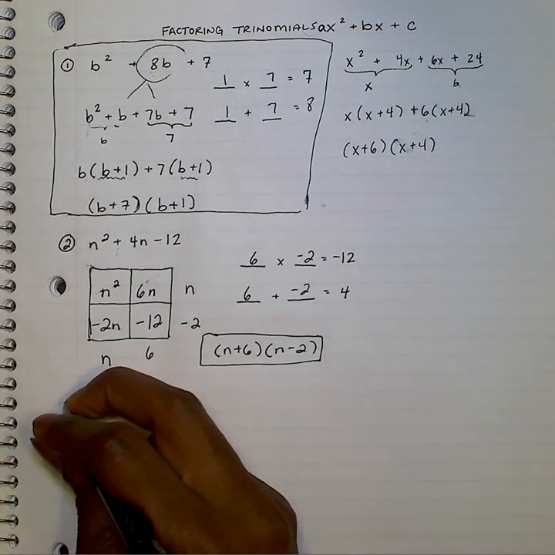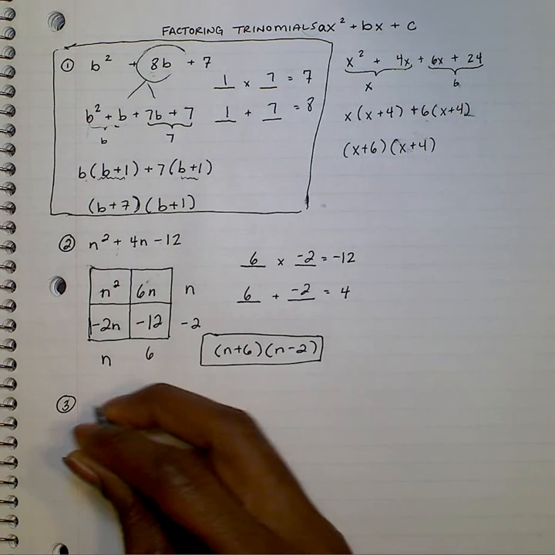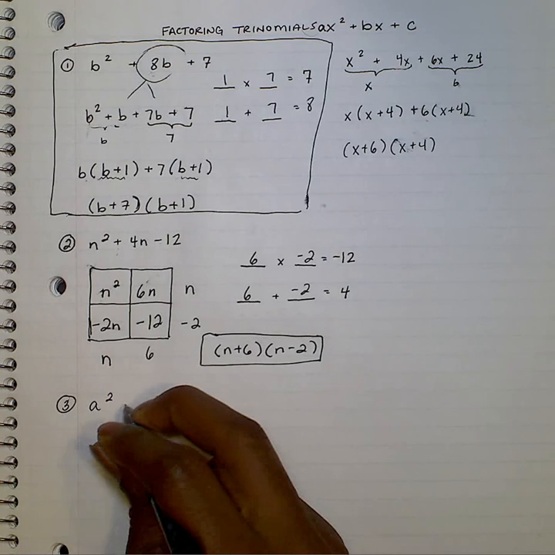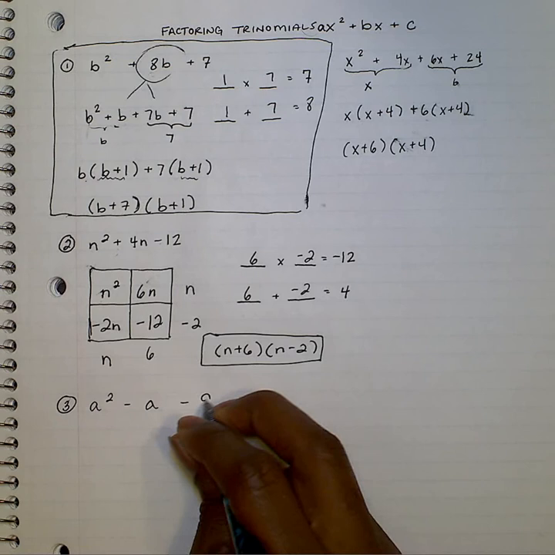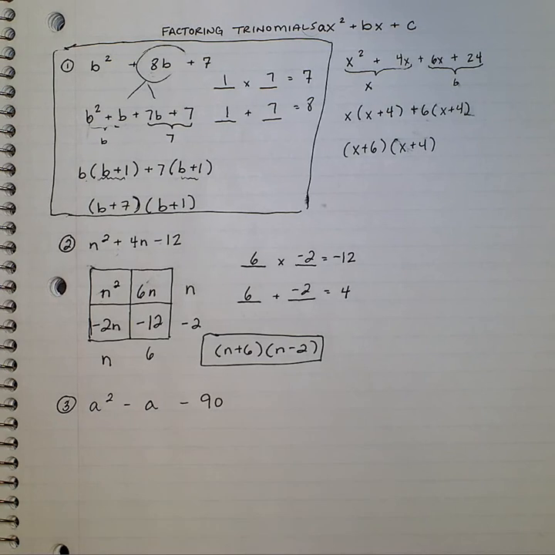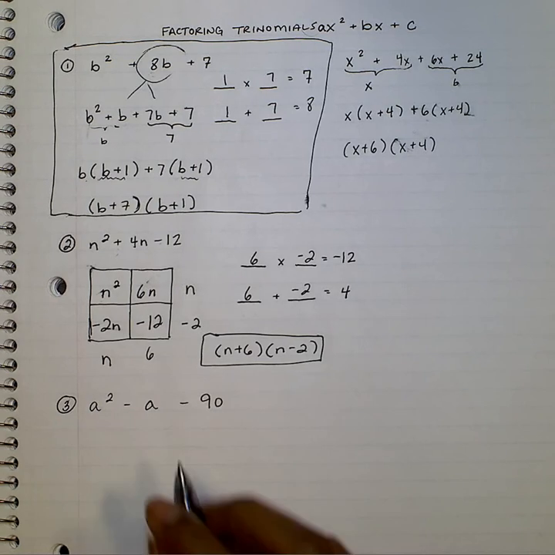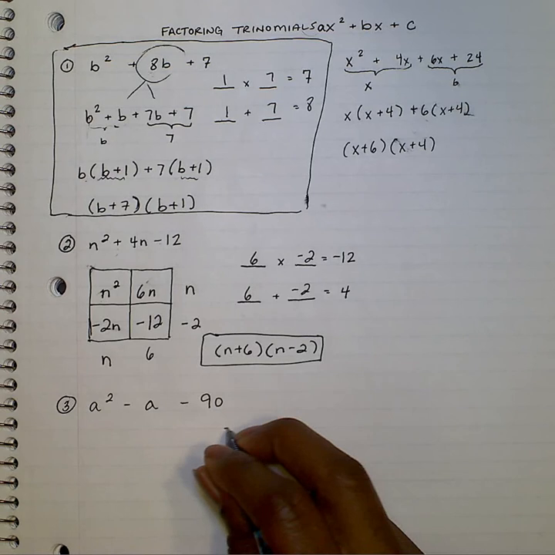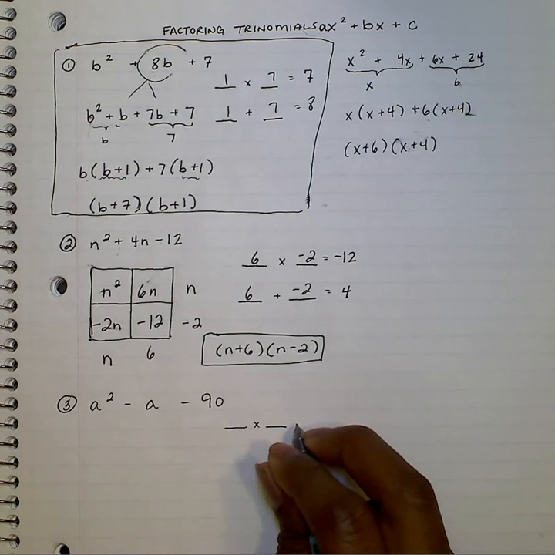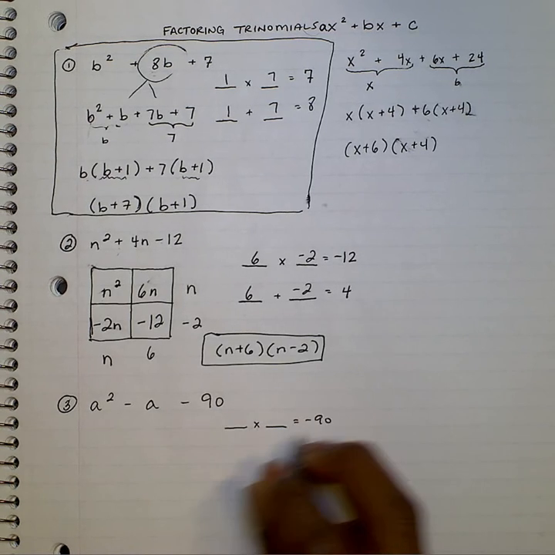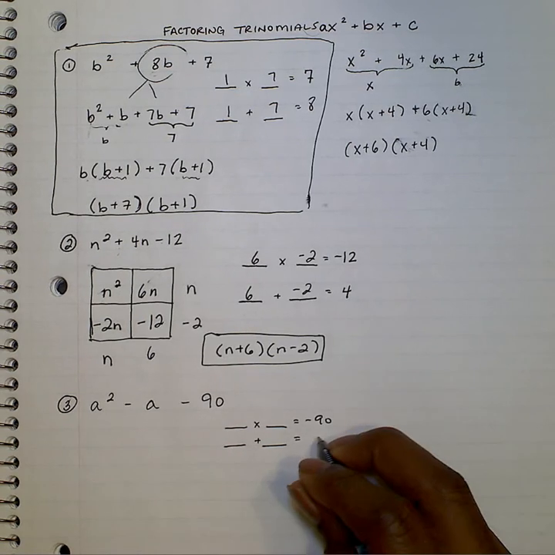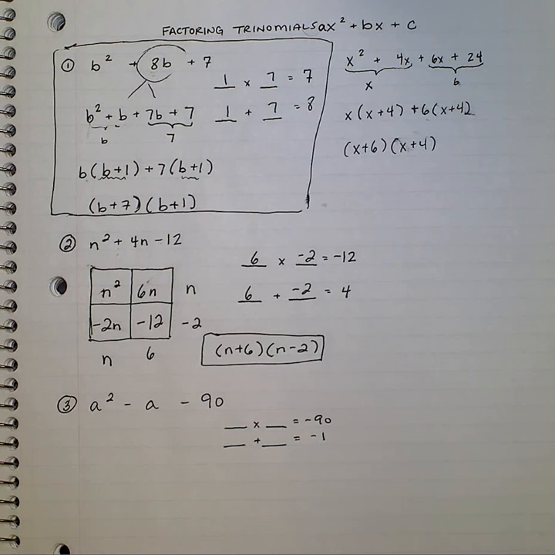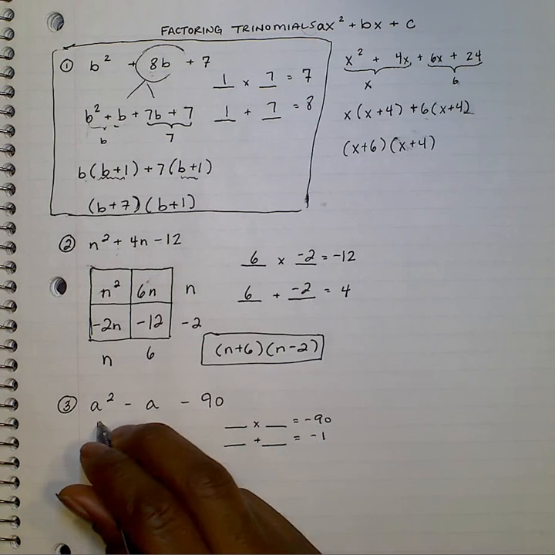So let's do another one here. We have a squared minus a minus 90. I'm trying to find two numbers that multiply to give me negative 90 and add to give me, in this case, negative 1. Do my box.